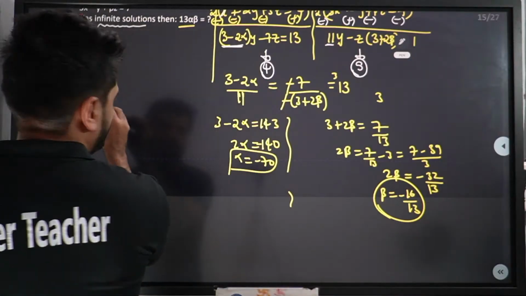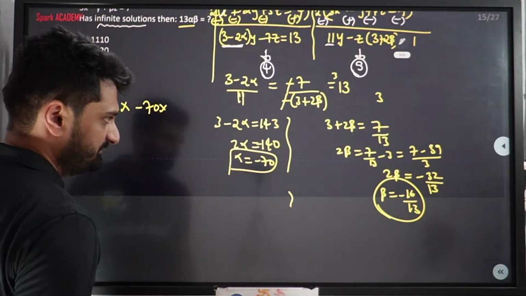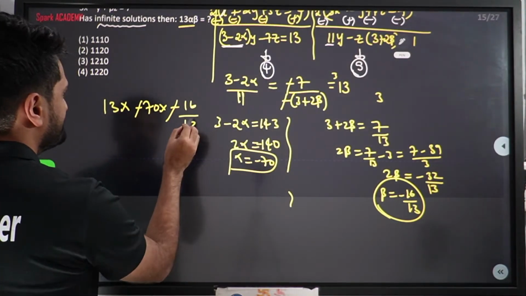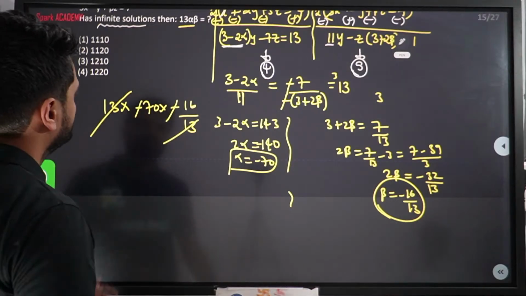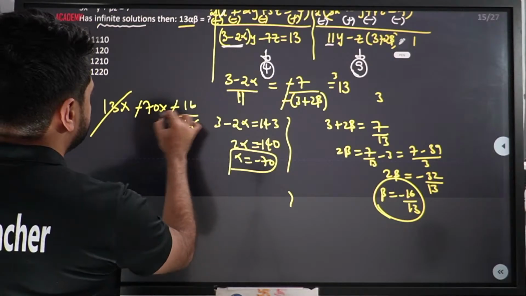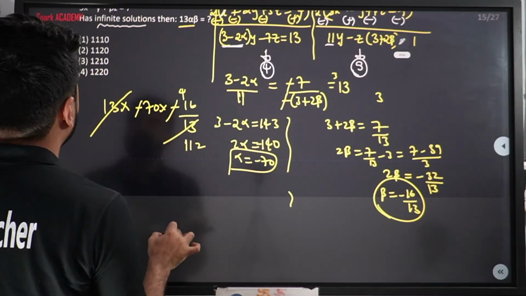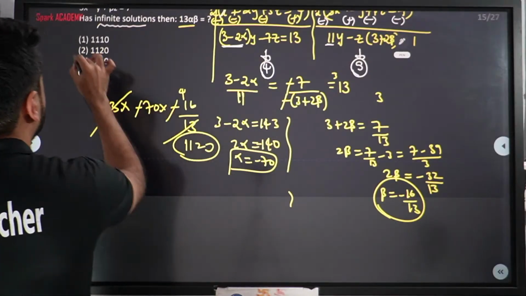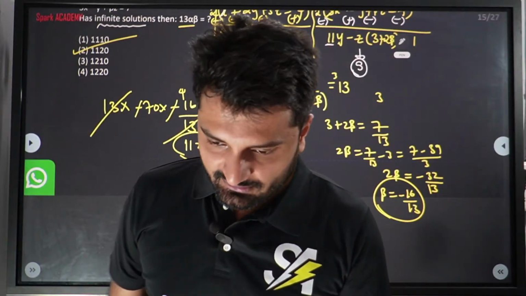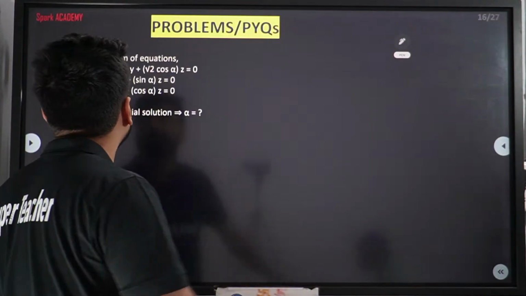Now they are asking you 13 times alpha beta. 13 times minus 70 into minus 16 by 13. So 13 and 13 will get cancelled. 6 sevens are 42, 4, 1, 1, 2, 0 basically. Second option is the final answer. So very easy. Basically you just need to look at the calculations. That is the important part.